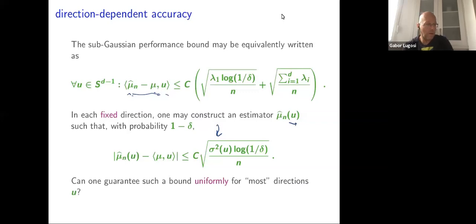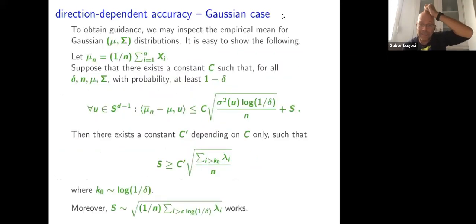Okay, so can we replace this worst case part here by something which depends on u? So can we replace this sigma one here by sigma squared of u? Okay, and if we can, what is the price we have to pay in the other term? Okay, so again, to get an understanding of this, we should go back to the Gaussian case to see what happens for Gaussians. The Gaussians are easy to understand. And for Gaussians, we see what's the best thing that we can ever hope for.